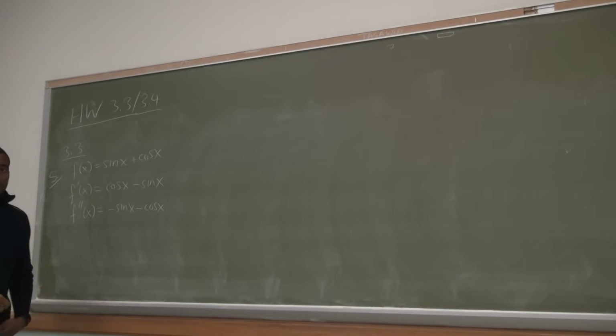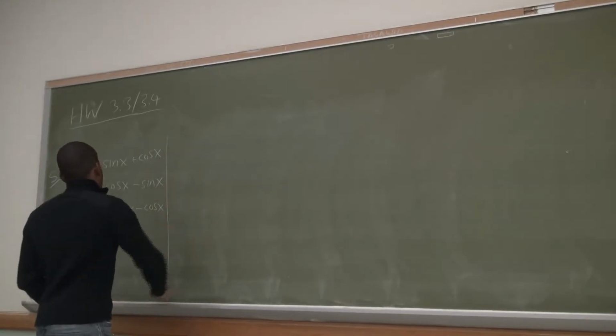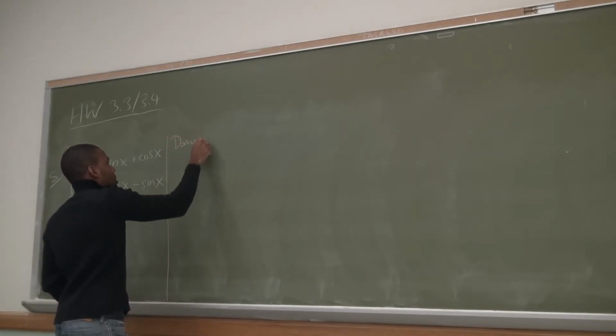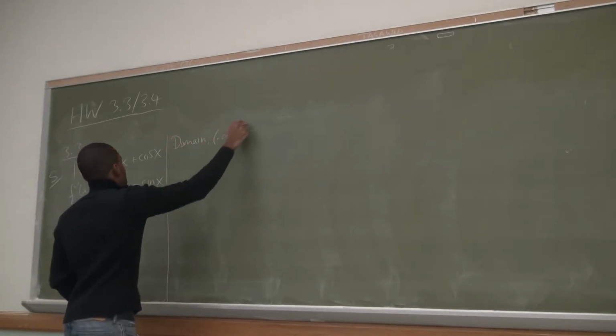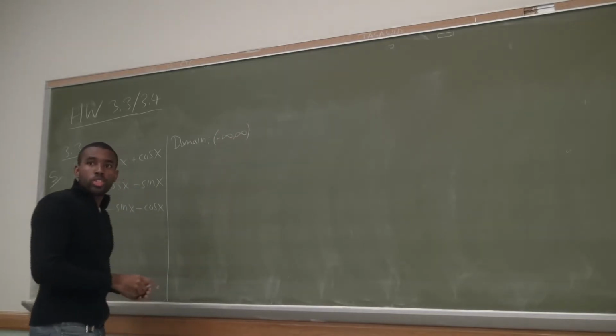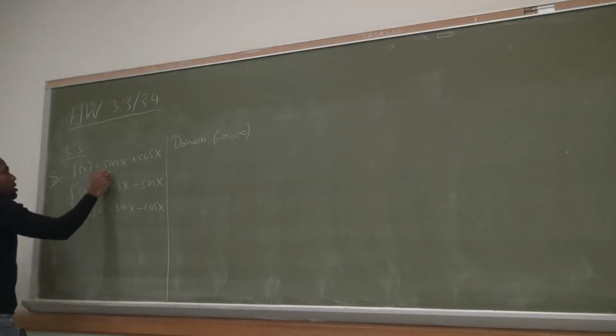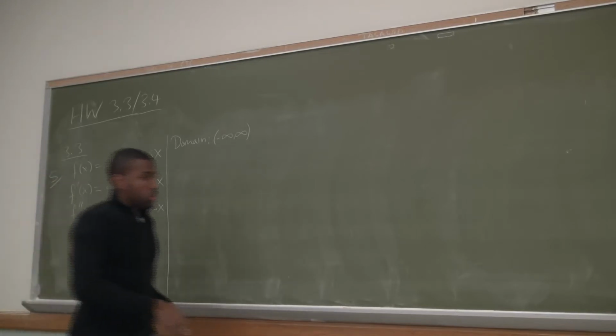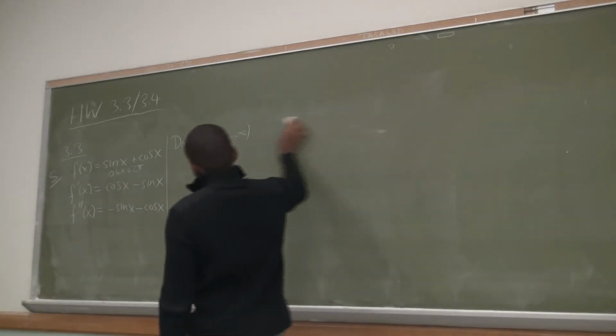Okay, did it ask for intercepts? I think it didn't. Oh, there is a domain. Well, domain is everything, so you don't have to find the domain. Yeah, they restrict the domain between 0 and 2 pi. Okay, well that makes things a little bit easier. So now what do we want to do?